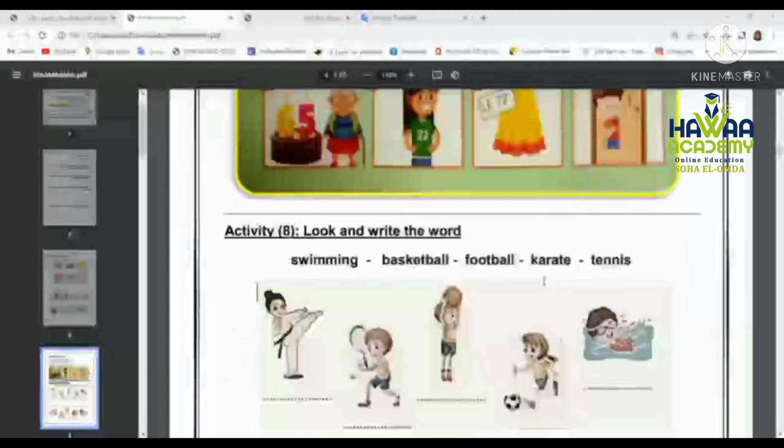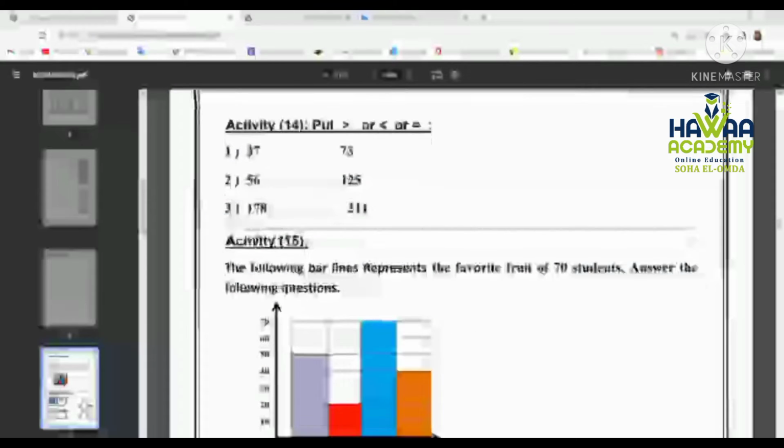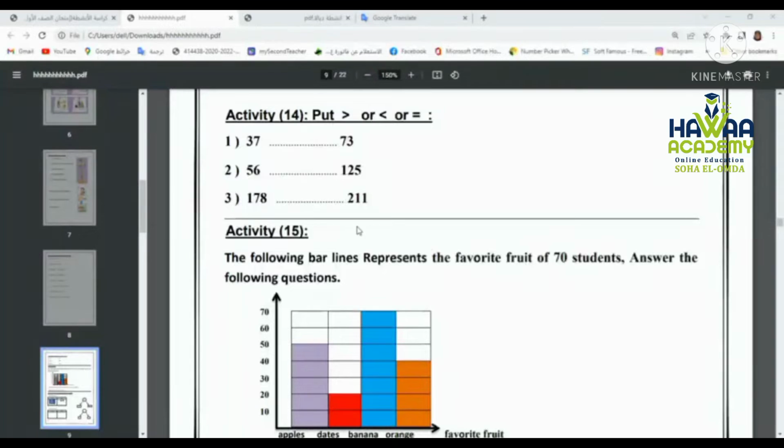Here we go, English. Starting from activity 14 on page 9. The first question tells us to put greater than, less than, or equal to. Is 37 less than or more than or equal to 73? We see which is greater in the tens place, the 3 or the 7? Obviously the 7. So 73 is greater, or we can read it as 37 is smaller than 73.